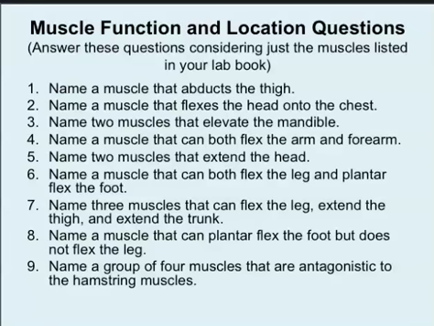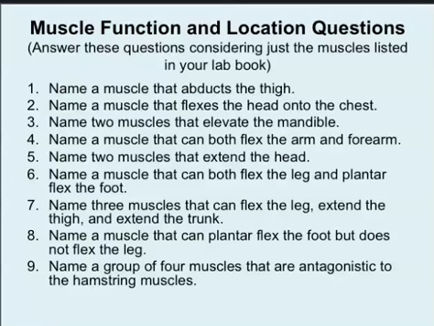Okay. Some more questions. Name a muscle that abducts the thigh. Answer, gluteus maximus. Name a muscle that flexes the head onto the chest. The sternocleidomastoid. Name 2 muscles that elevate the mandible. The masseter and the temporalis. Name a muscle that can both flex the arm and the forearm. The biceps brachii. Name 2 muscles that can extend the head. The answer is the splenius capitis and the trapezius.